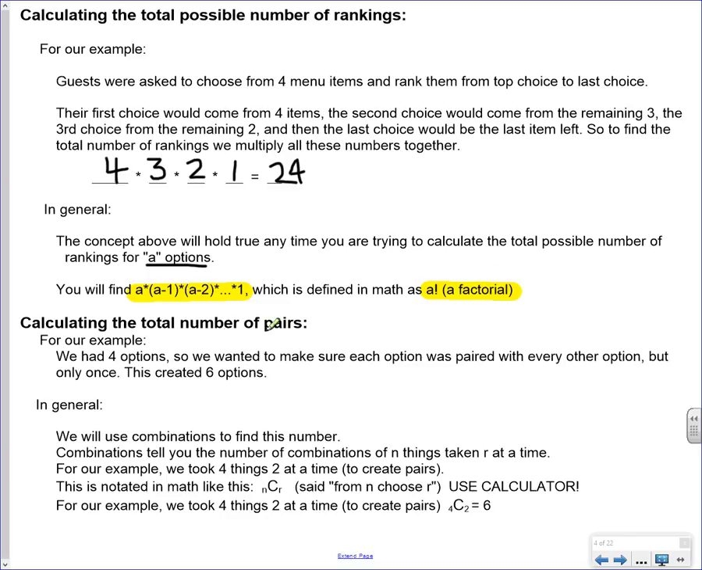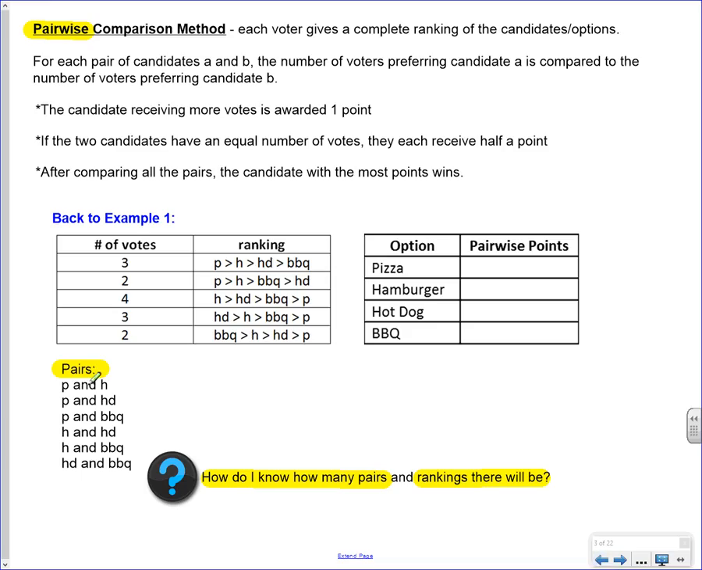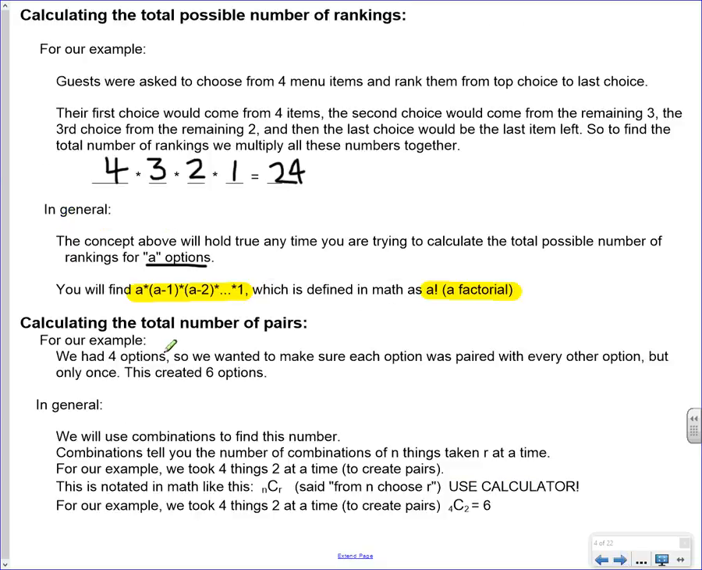If I'm looking for calculating the total number of pairs, okay, so like in our example, we had 4 options, and we saw that here I just listed them all out, right? But like I said, what if you weren't sure you had gotten all of them correct? Like, what if I list 6 and then I'm like, well, is there a 7th or an 8th? I want to make sure that I have all of them listed, right? So to find how many pairs we have, we're going to use something called combinations, okay? And it's represented by this nCr here. So combinations tell you the number of combinations of n things taken r at a time, all right?